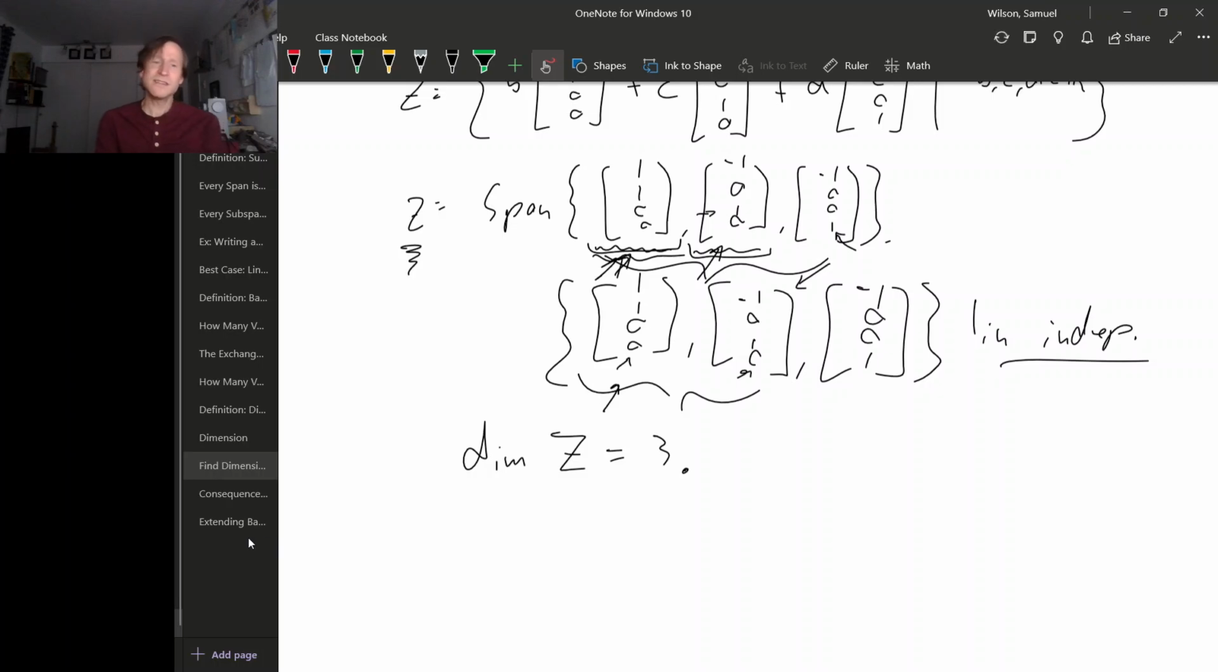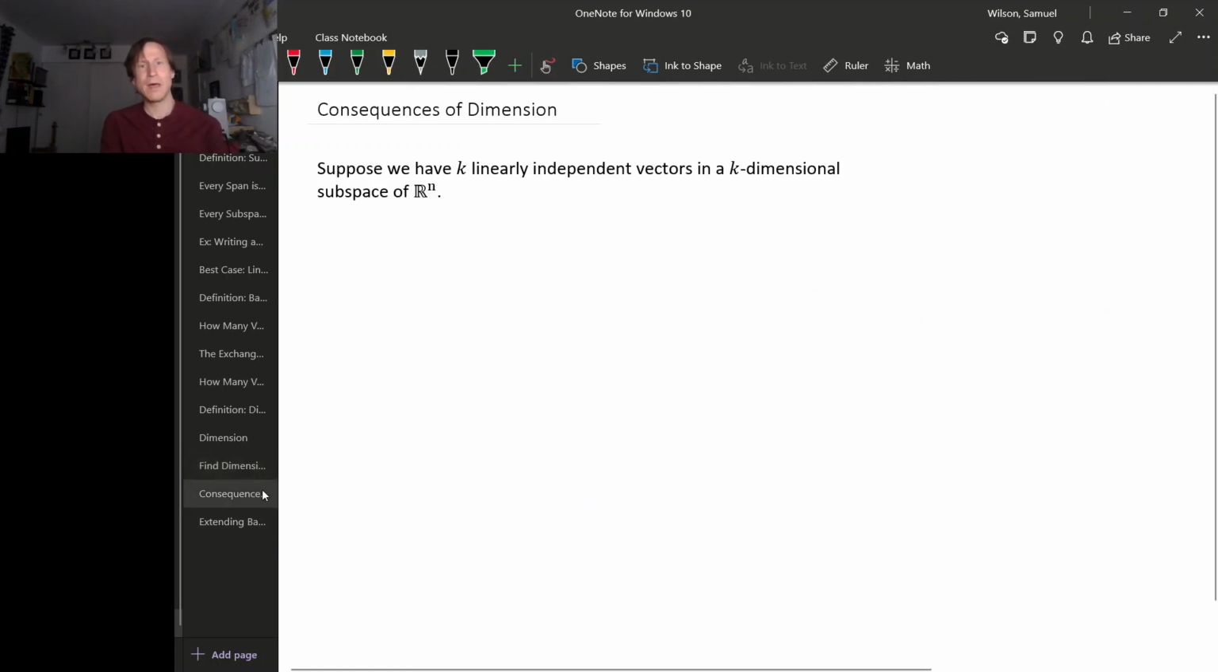Okay, let's see what else we can do with this idea of dimension. So suppose we have k linearly independent vectors sitting inside of a k-dimensional subspace of Rn. What can we say? Well, let's give everything a name. Let's call these k linearly independent vectors u1 up through uk. And for this k-dimensional subspace, let's choose a basis for it. Let's call this the basis v's.